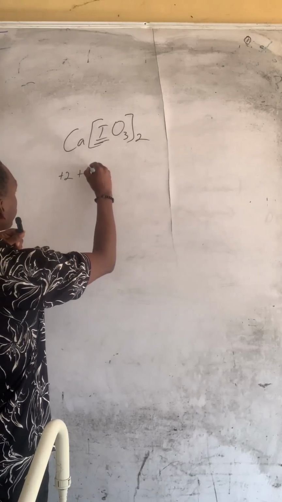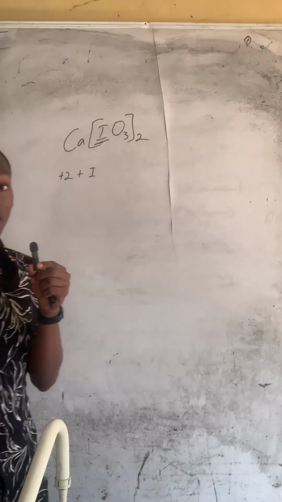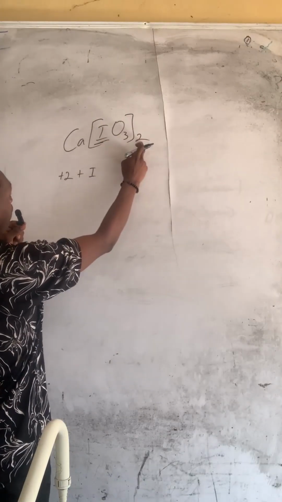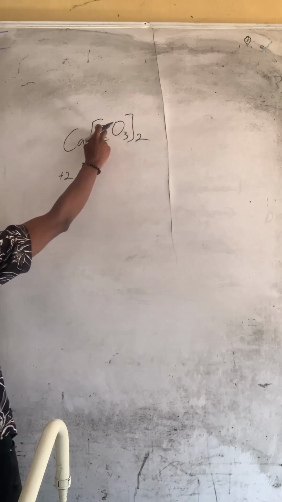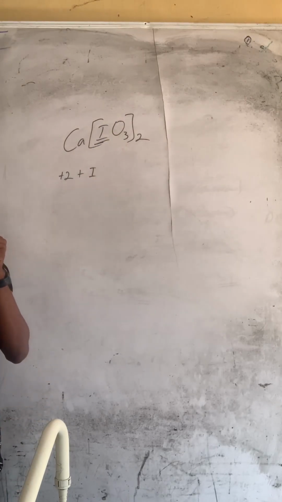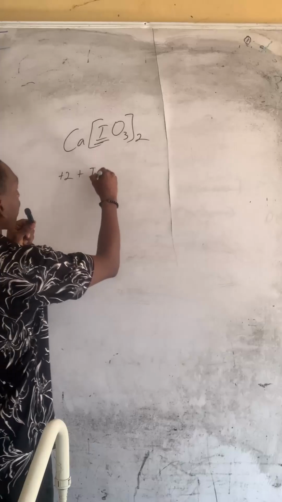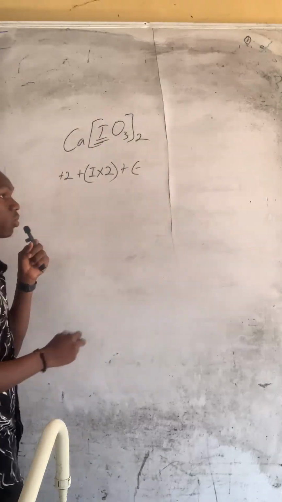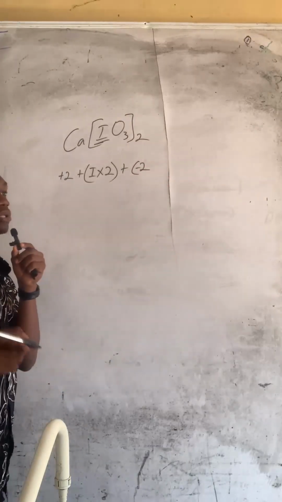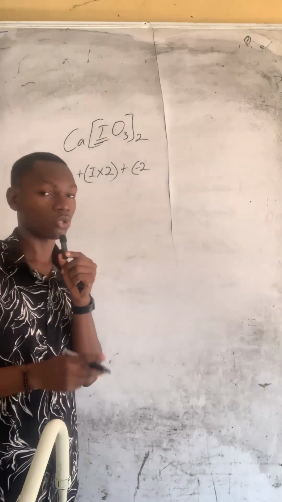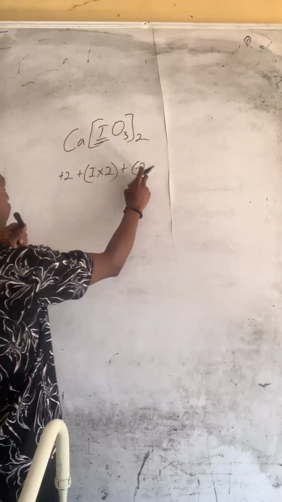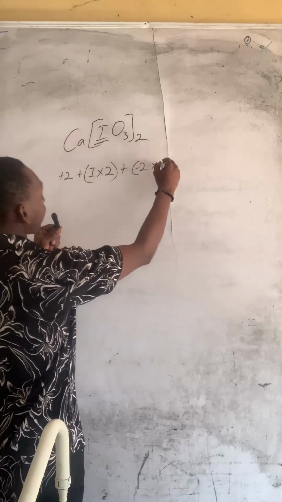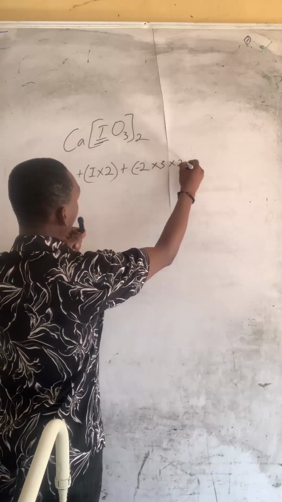Now we are asked to calculate for iodine. We don't know. Let's use the symbol for iodine, I. But iodine here is appearing 2 times, right? This bracket and 2 outside, meaning that 2 affects iodine here because it is in the bracket, right? So we have to multiply iodine by 2, right? Plus oxygen, the oxidation number of oxygen is always -2, except in peroxide. So this is not the peroxide, this is calcium iodate, not calcium peroxide. So the oxidation number of oxygen here is -2. And you can see oxygen is appearing 3 times and also appearing 2 times. So we have to multiply by 3 and also multiply by 2.